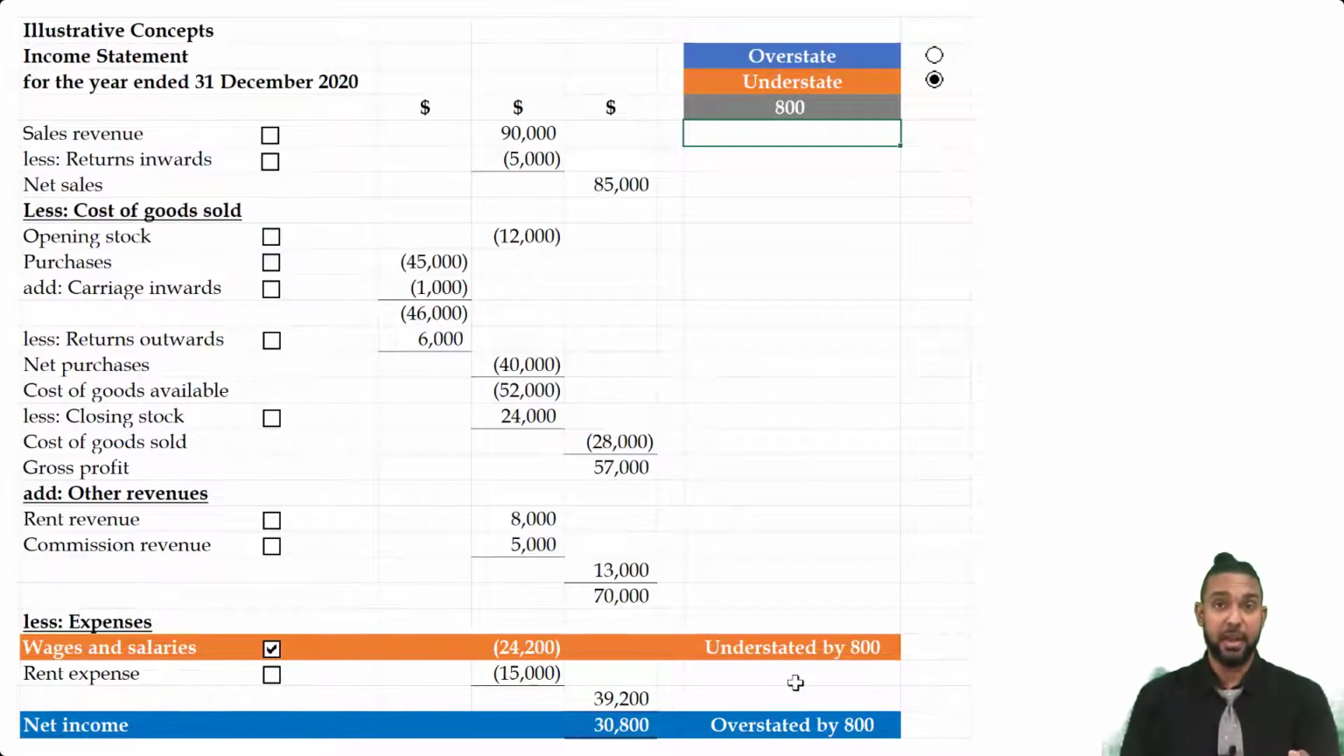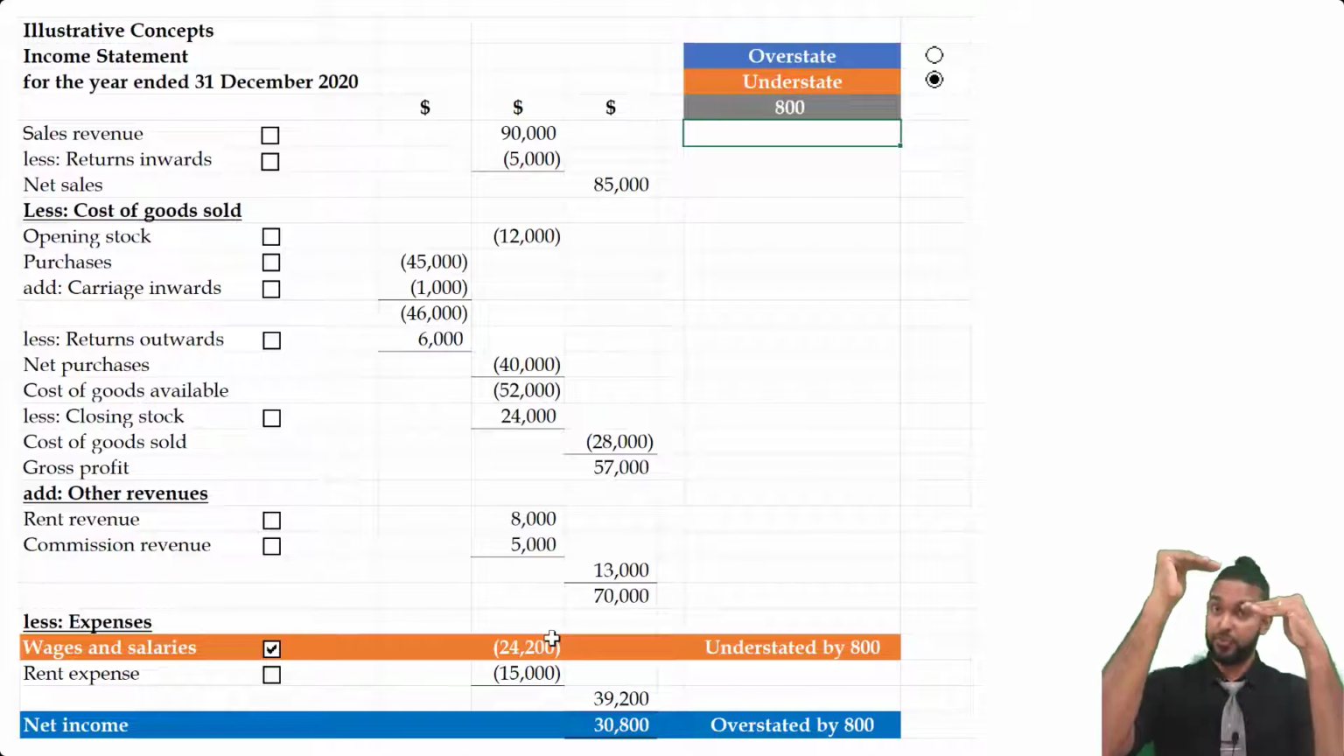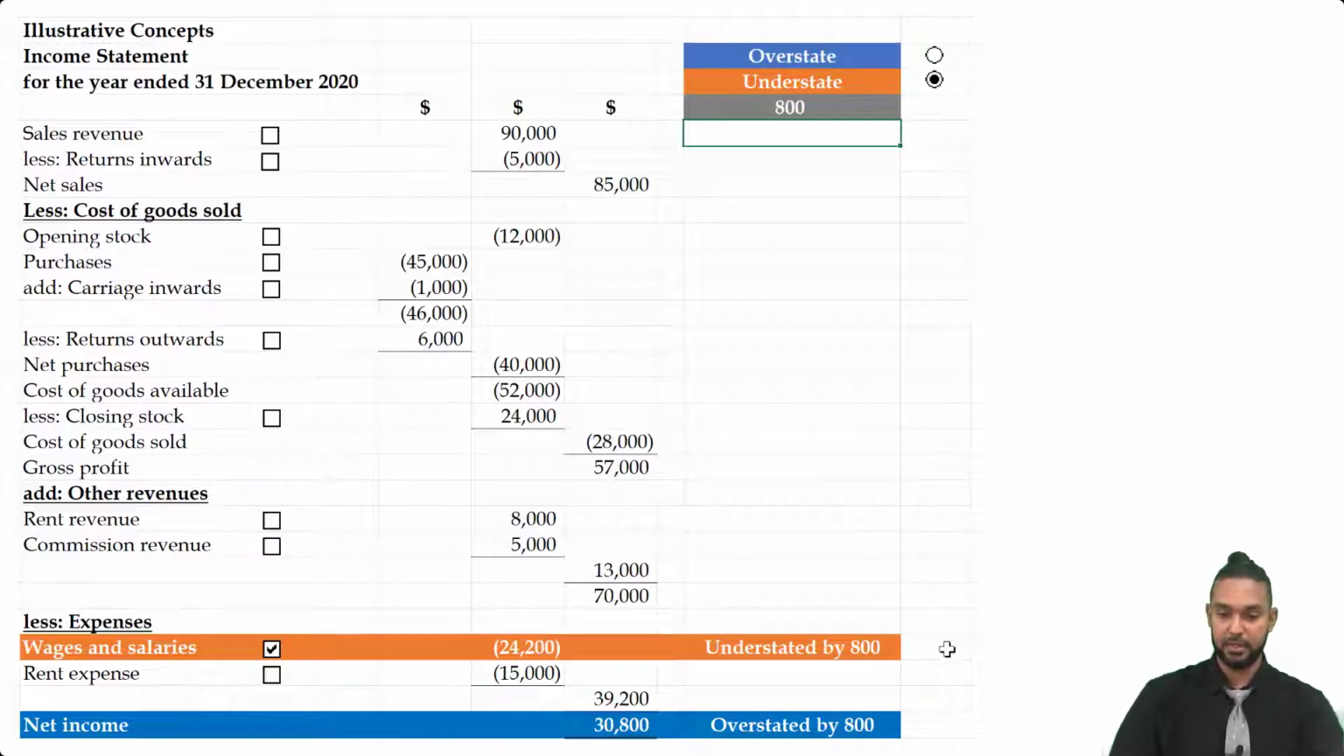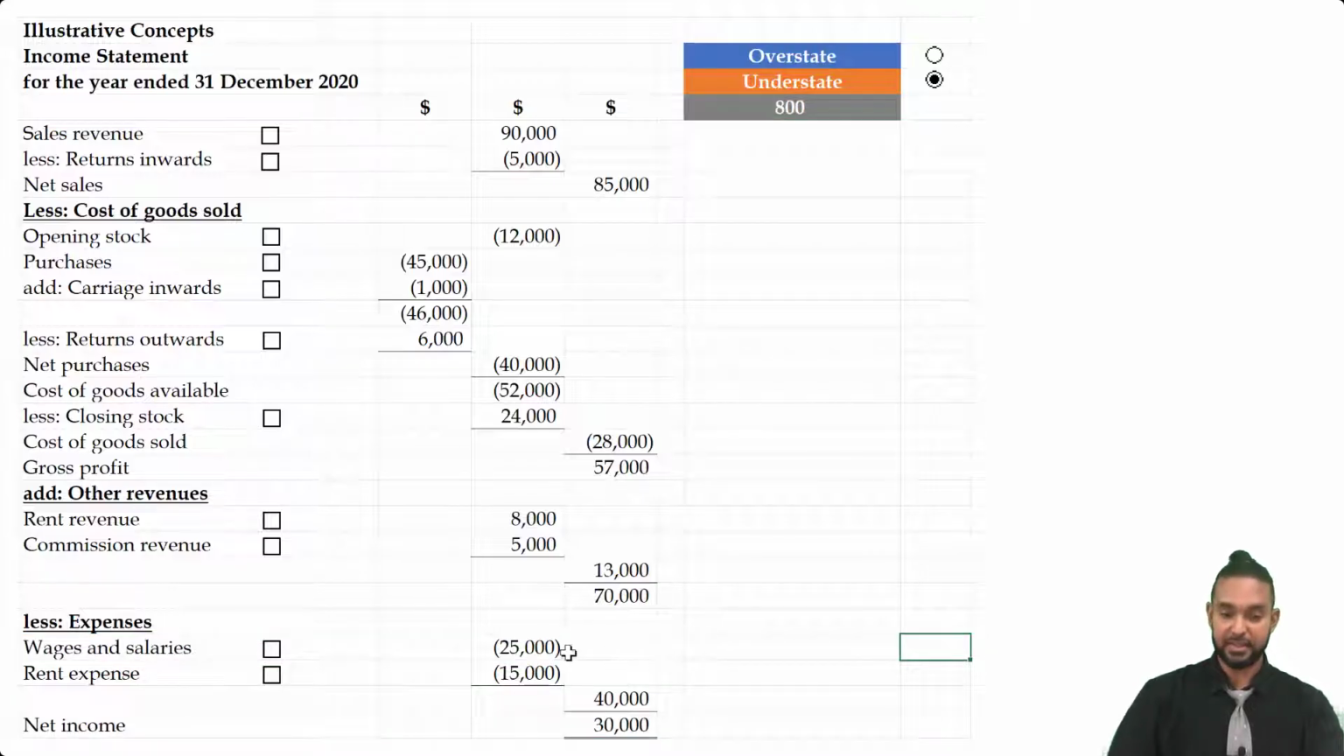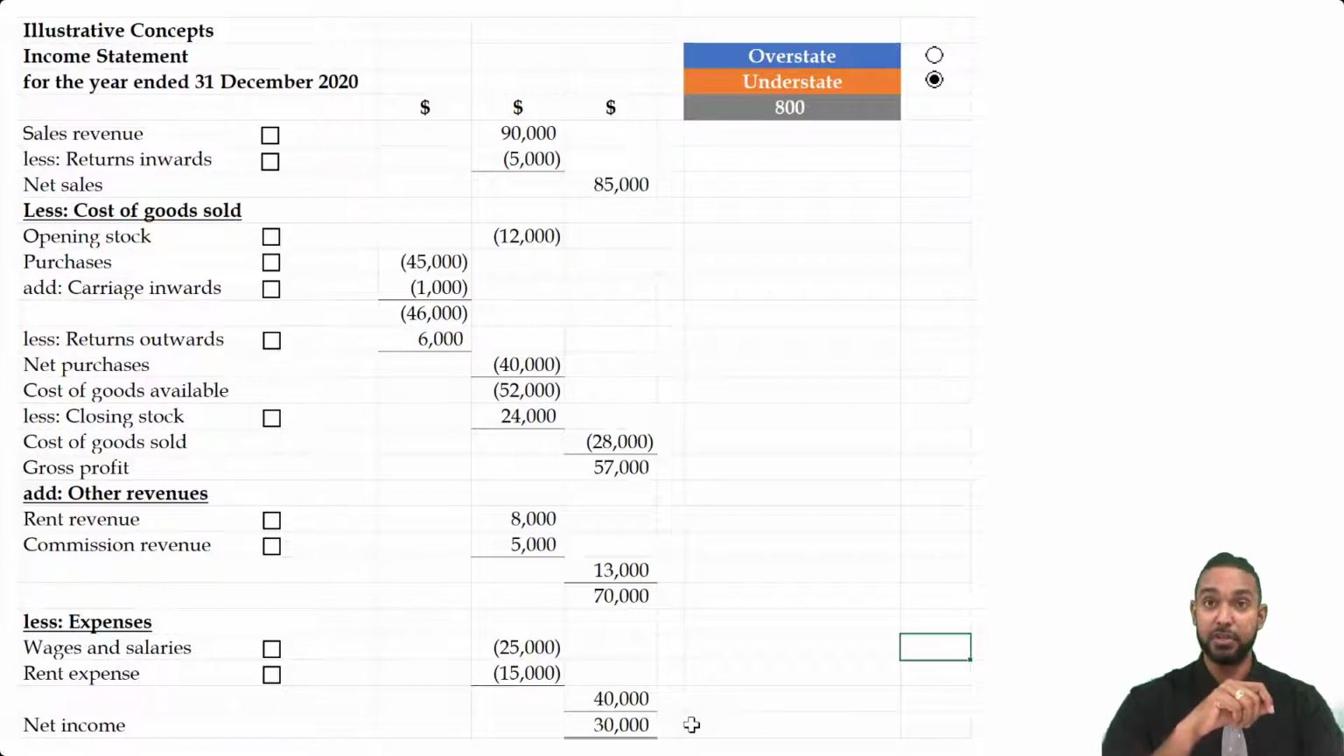So when we correct the error, what's going to happen? Well, wages and salaries is going to go back up, and profit is going to come back down. Let's take a look. If we remove the error, exactly that. Wages and salaries went back up to 25, and profit went back down to 30. So let's take a look at the statement version of this correction.